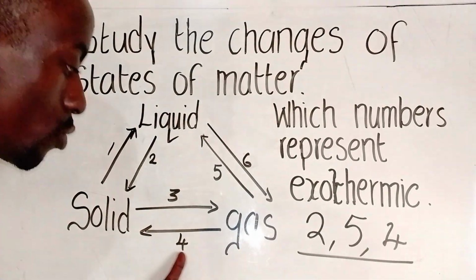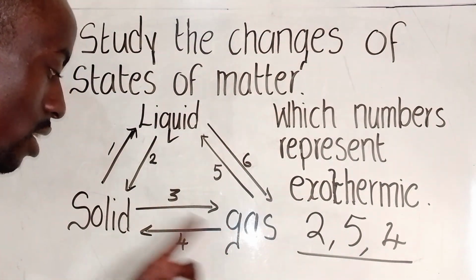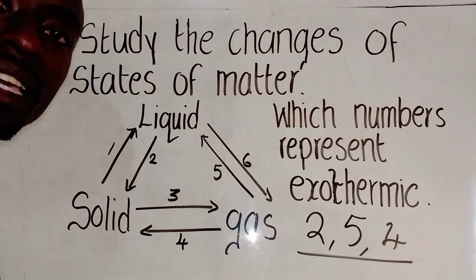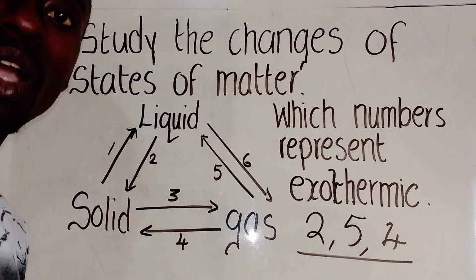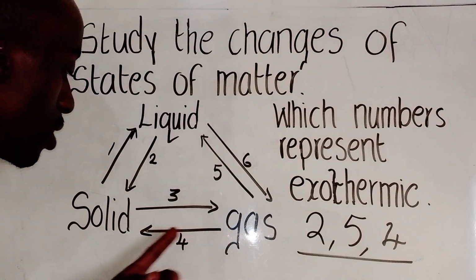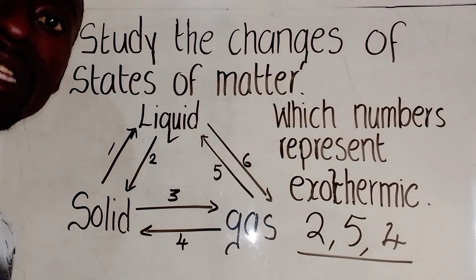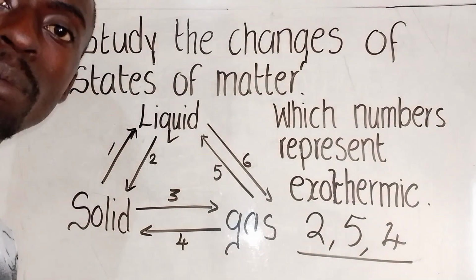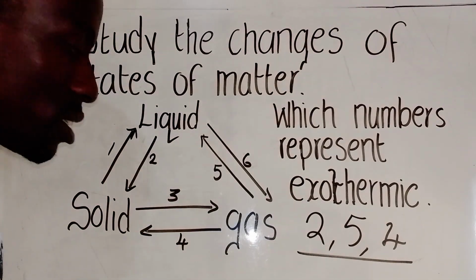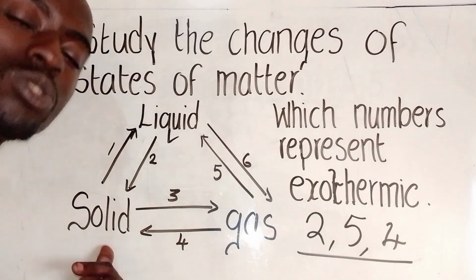How about 4? 4 here, changing from a gas into a solid. Now 4 here is representing sublimation, which involves the changing of a gas into a solid. For example, how iodine changes. Iodine is able to sublime, meaning it is able to change from a gas into a solid.